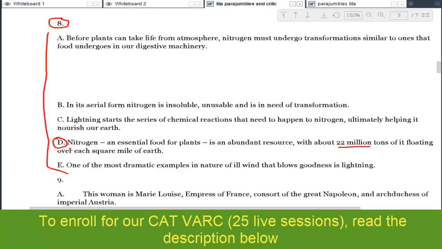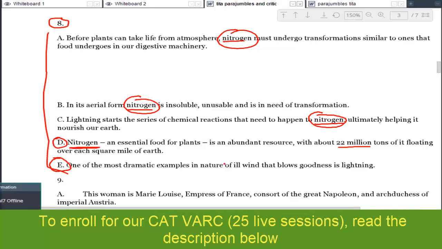So the word nitrogen has come in statement D, the word nitrogen has come in statement C, the word nitrogen has come in statement B, right? And the word nitrogen has come in statement A. So every sentence has the word nitrogen. That means nitrogen seems to be the matter of discussion. But surprisingly, one statement does not have the word nitrogen, isn't it, people? But it has the word lightning, and then statement C also has the word lightning. So what we get to know is that one statement exclusively speaks about lightning. There is no mention of nitrogen.